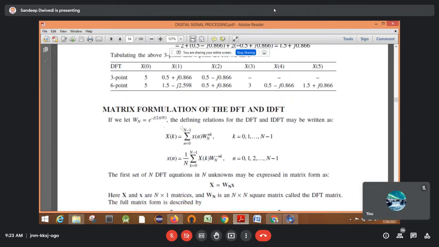See here, in the twiddle factor form, W_N is e raised to power minus j 2 pi by capital N. So this is nothing but the twiddle factor, and if you are writing in the twiddle factor form, this formula will reduce to X of k, meaning DFT, is equal to summation of n equals 0 to capital N minus 1 x of n, that is the input signal, then W_N raised to nk. And here k is varying from 0 to capital N minus 1.